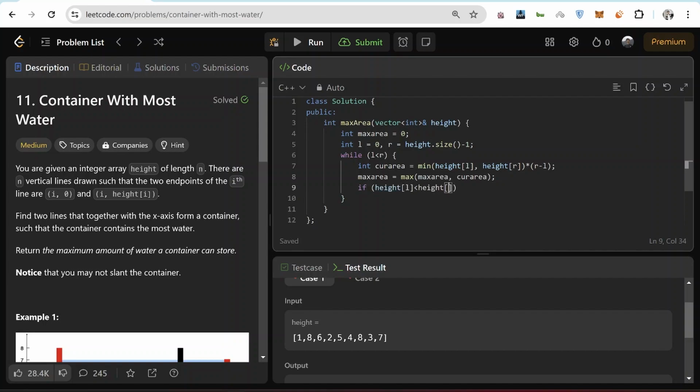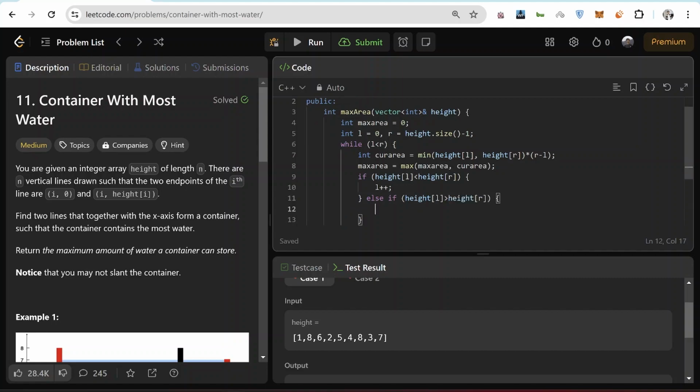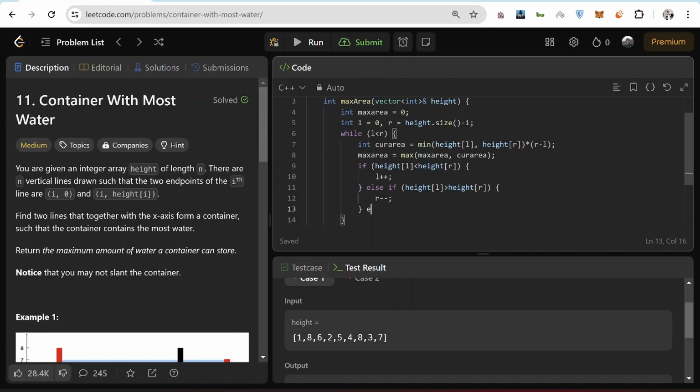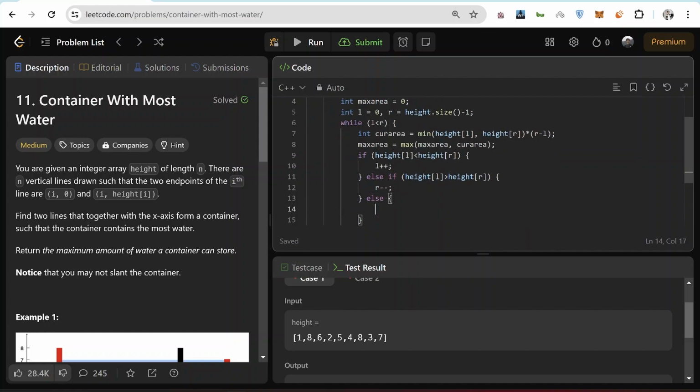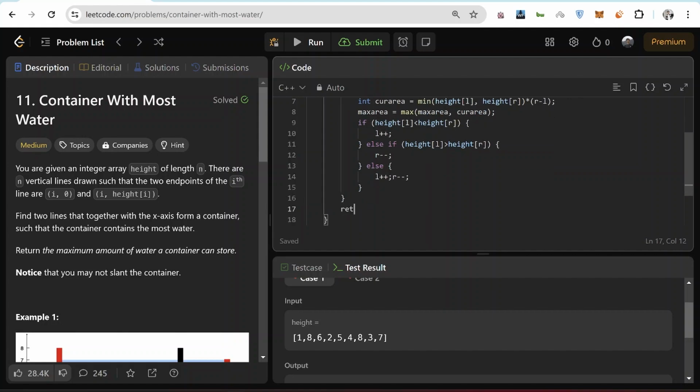For that, we compare the heights at L and R positions and move these accordingly. So here we'll do R minus minus. And if both of these are not true, then we just move both the pointers. And at the end of it, just return the max area which we calculated.